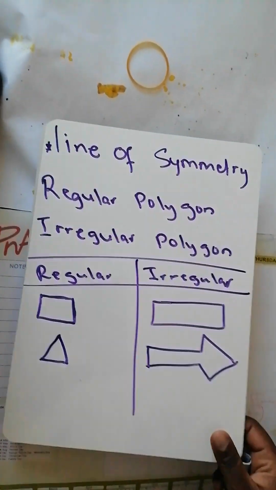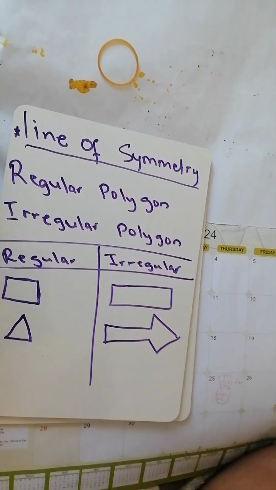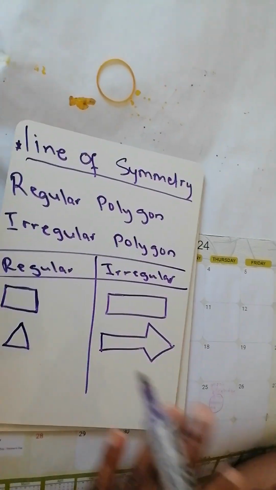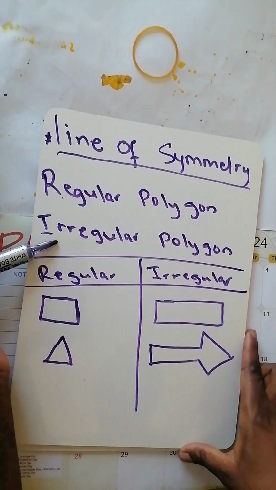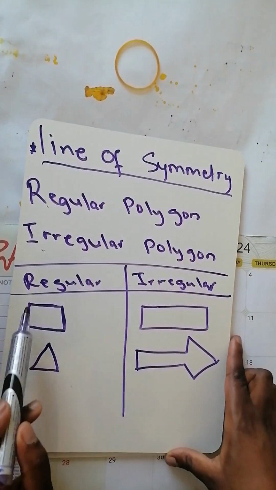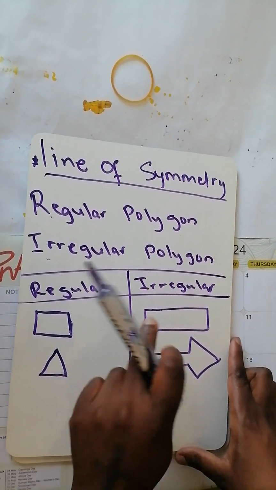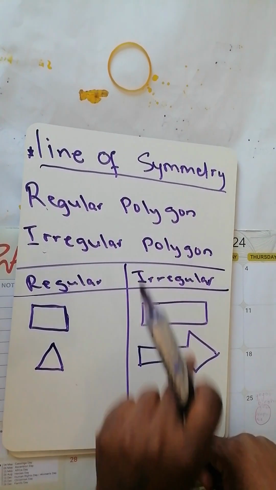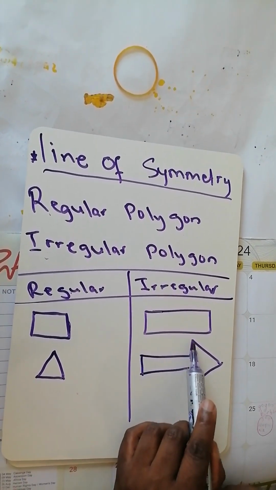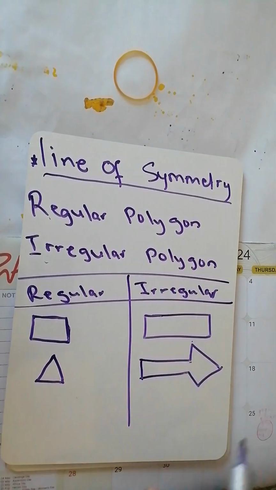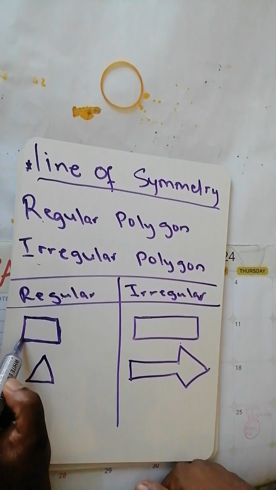And then lines of symmetry. A line of symmetry is basically a line that cuts a shape into equal parts. So you need to know that we have regular and irregular polygons. Regular polygons mean all the sides are equal, so that shape has equal sides. And then an irregular polygon means the sides are not equal. The distance from here to here and from there to there is not equal. Therefore, that would become an irregular polygon. But a regular polygon is when all the sides are equal.